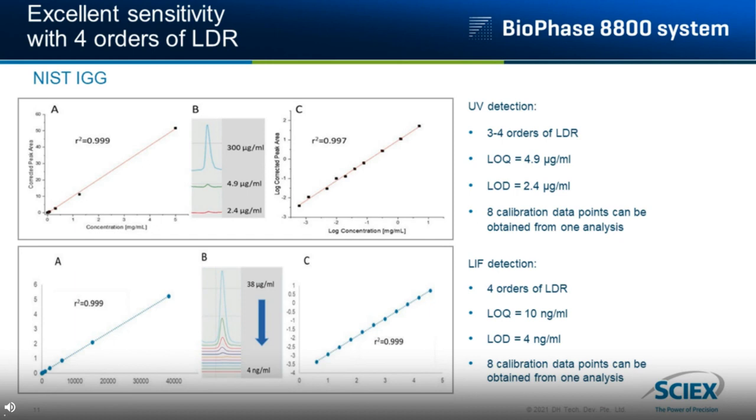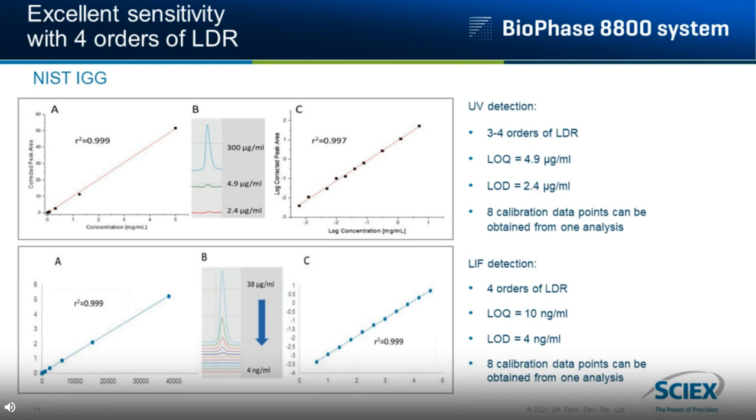And all 8 calibration data points can be obtained from a single injection, reducing the time for method validation on the linearity part from 8 hours to a single hour. And as mentioned earlier, the switch between the different detection modules, UV and LIF, is controlled through software. No need to manually switch the hardware. The different detections can be performed within the same sequence.